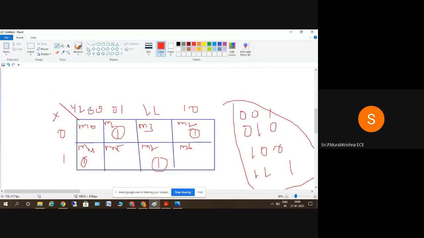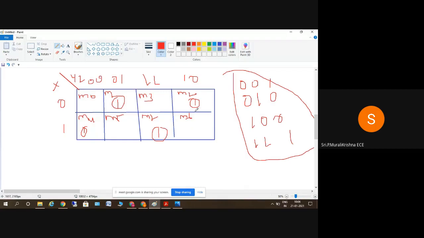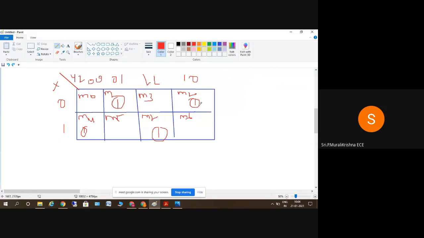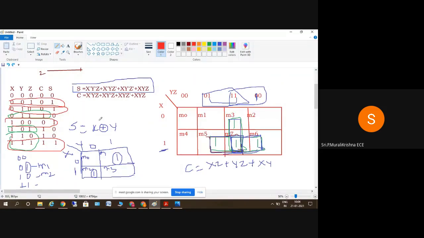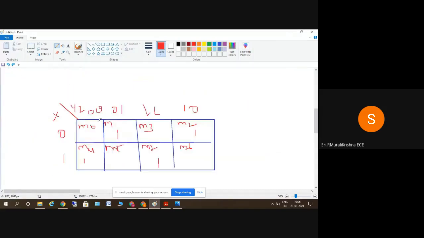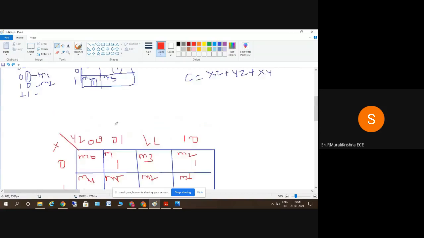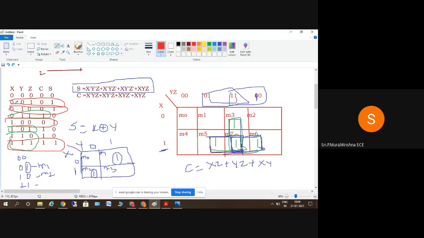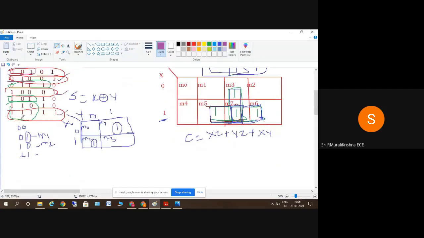So where did I stop? This is the min terms for sum, clear? It's already done for carry, so in a similar way, there are min terms for sum. See the truth table for sum here. What are the min terms to be included in the final sum? Check here: this is m1, this is m2, this is m4, this is m7, right?